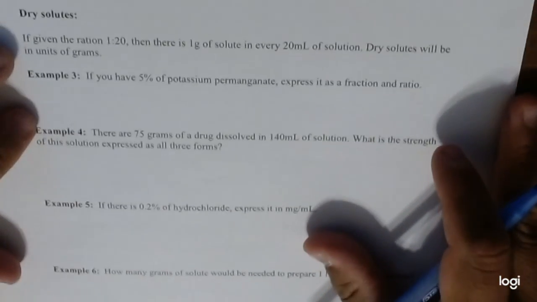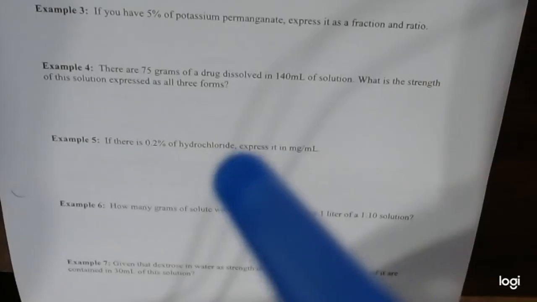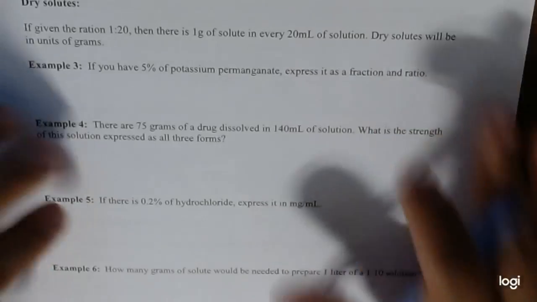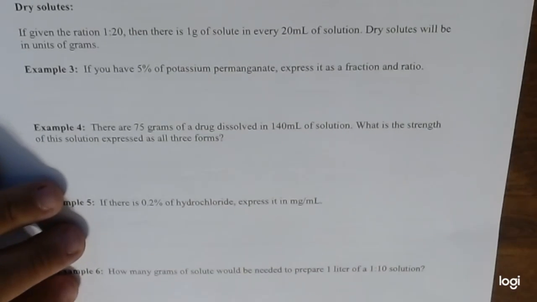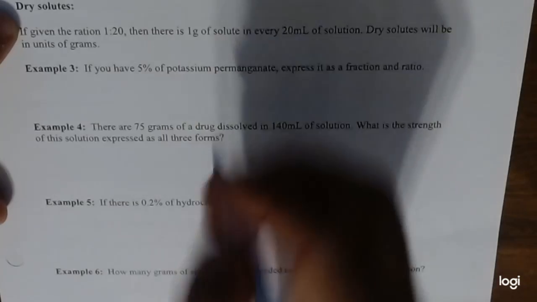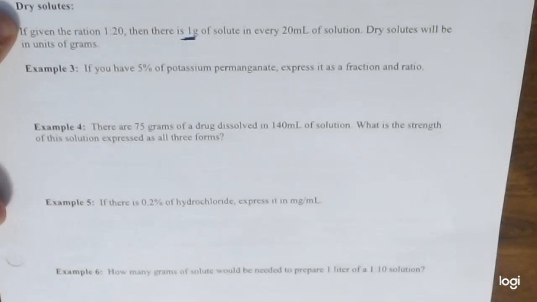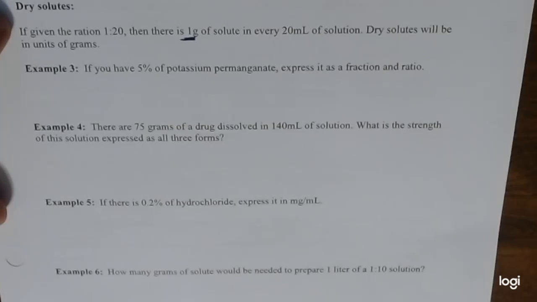So now if we keep going, dry drugs are actually much easier to deal with, believe it or not. The reason why dry drugs are pretty easy to deal with is because dry drugs are always in one category. So it's not liquid or liquid. When it comes to this, it's always going to be considered in grams. That's the best part. So given the ratio, let's say 1 to 20, that means there's always 1 gram, not milligrams, kilograms, it's grams. So it's always in grams. 1 gram of solute in every 20 milliliters of solution.